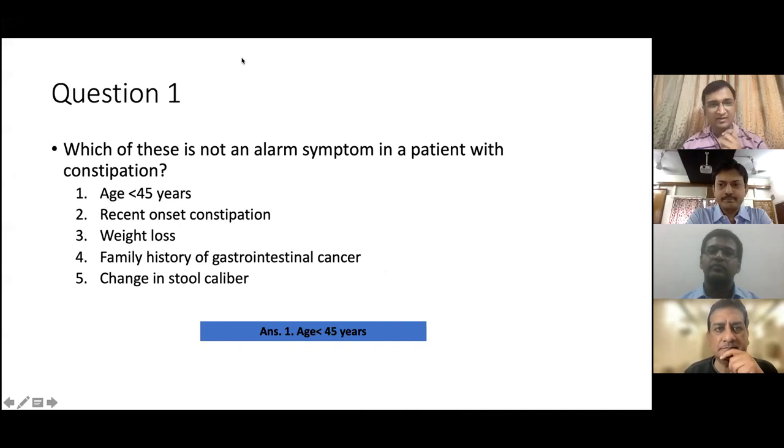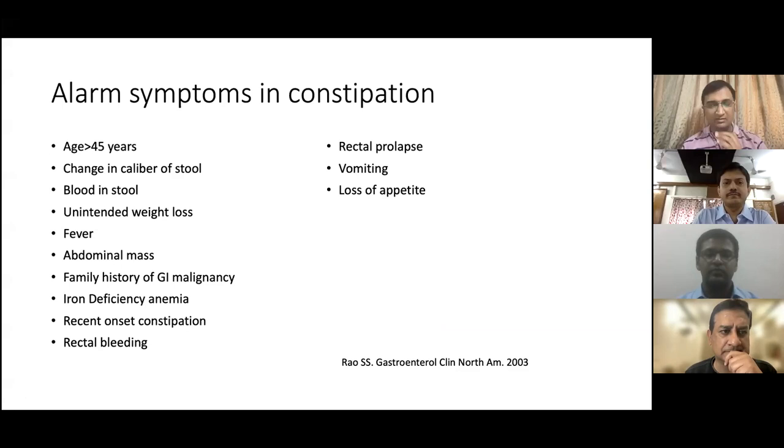Just to reiterate the alarm symptoms in constipation, because this is very relevant for a clinician to know. Age more than 45 years, change in stool caliber, any blood in stool, unintended weight loss, fever, history of GI malignancy in the family, any iron deficiency anemia, recent onset of constipation, any rectal prolapse or rectal bleeding, vomiting and loss of appetite. All of these are alarm symptoms and something that all clinicians should look for in a patient who presents with constipation.